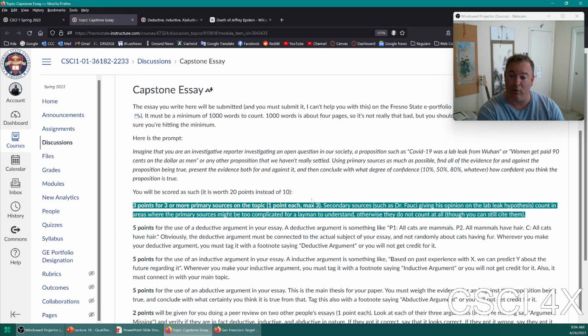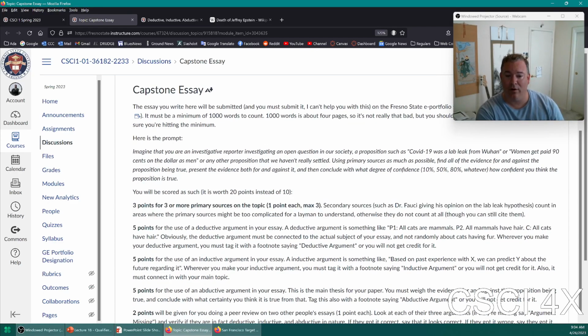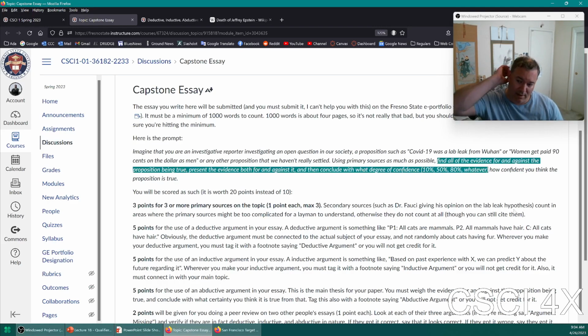Primary sources are the gold standard, okay? And then you are going to look into the claim, and you're going to give me a confidence level that you think the claim is true. And your essay is basically going to be supporting this notion. It's like a persuasive essay, somewhat, and an informative essay, somewhat.